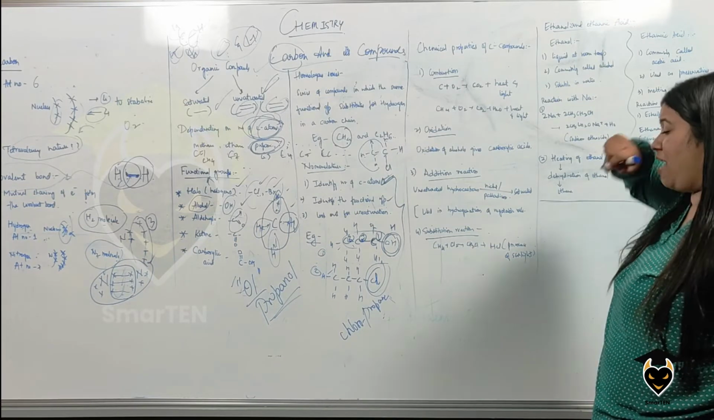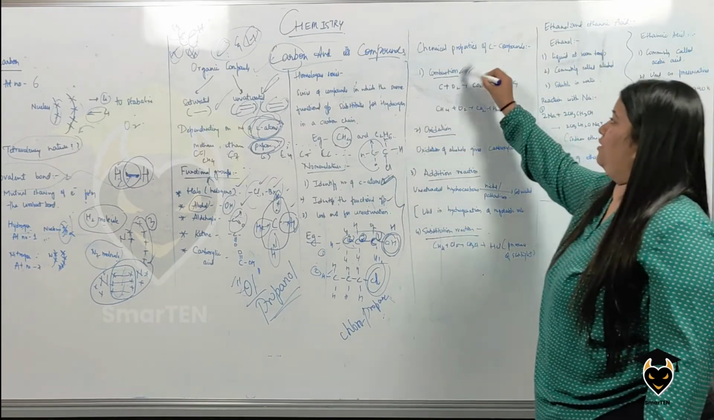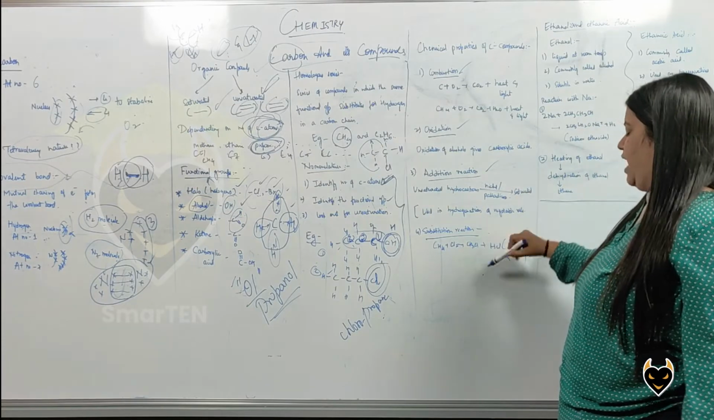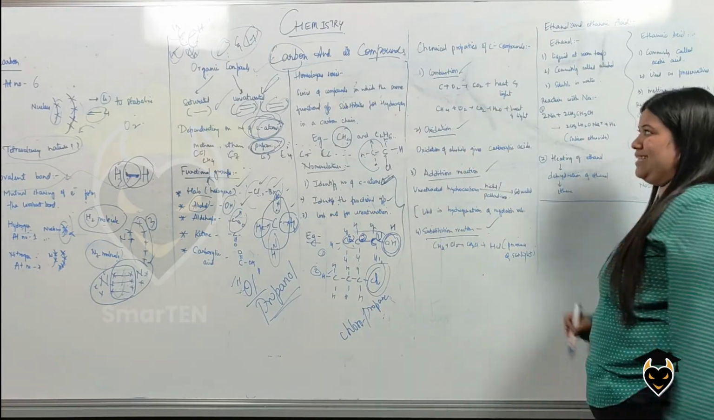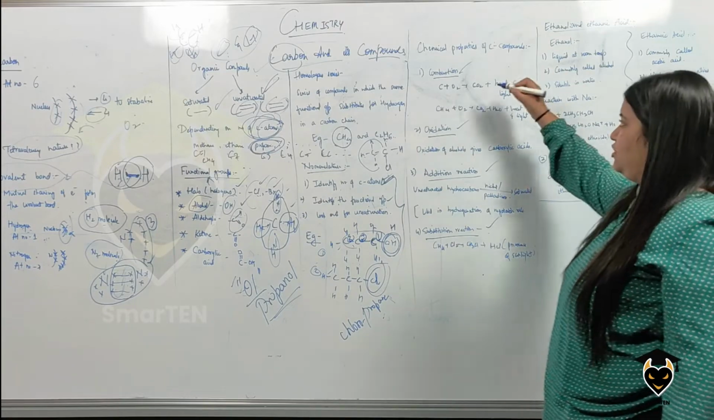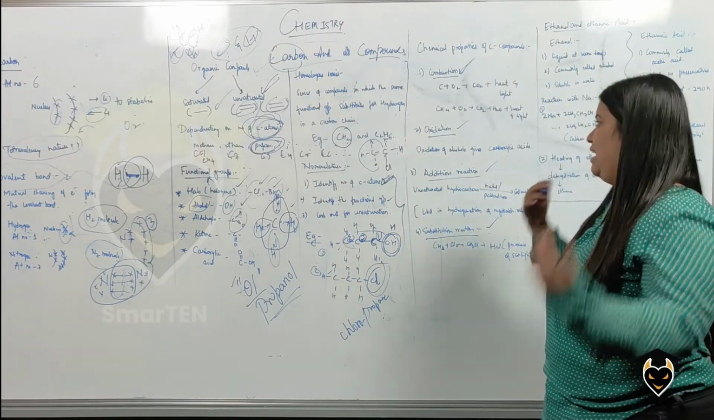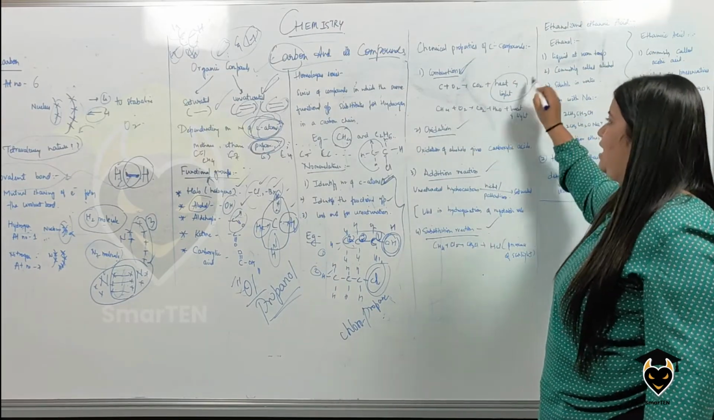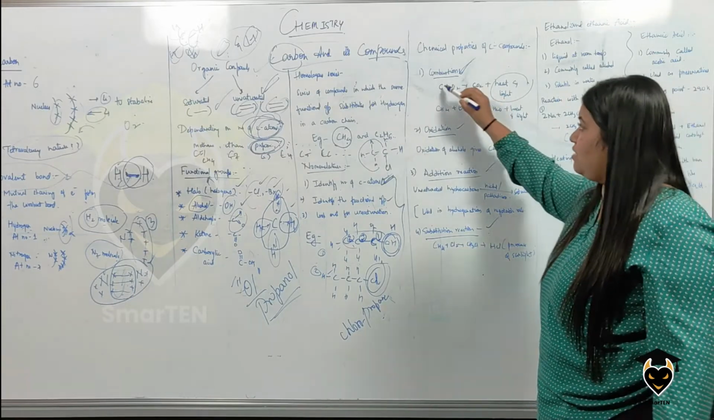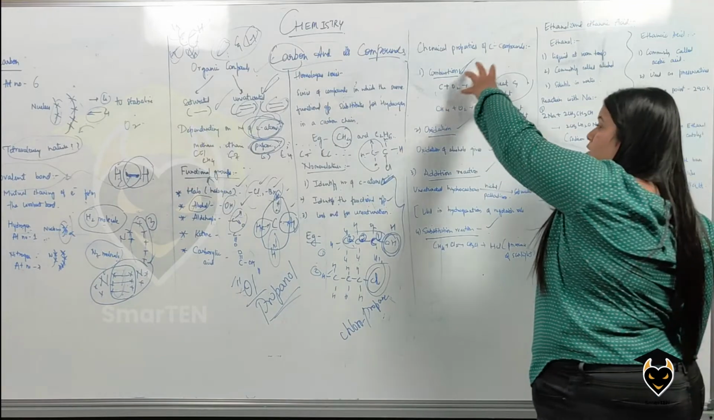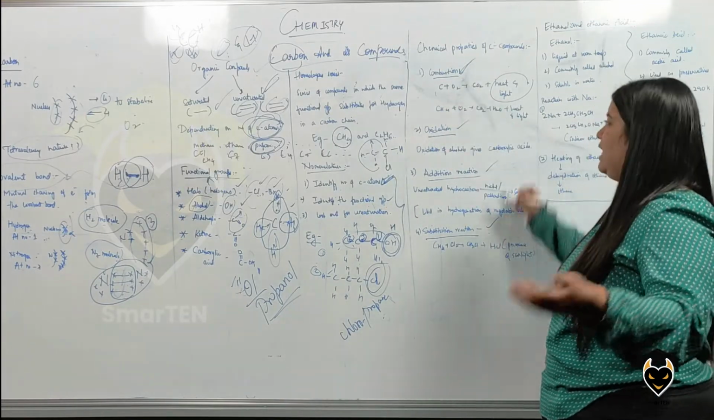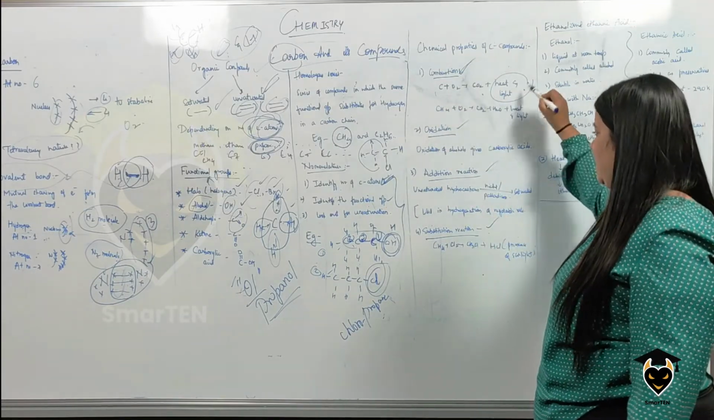So we have a bunch of reactions: combustion, oxidation, addition reaction and substitution reaction. I hope all of you know what these reactions are. Basically, combustion is getting heated up and giving out heat and light. Burning of a compound is called combustion. Carbon compounds do undergo combustion, giving carbon dioxide, heat and light.